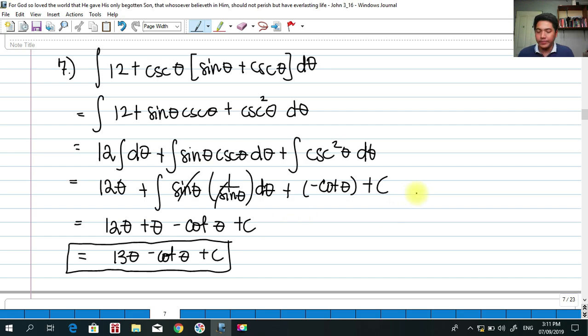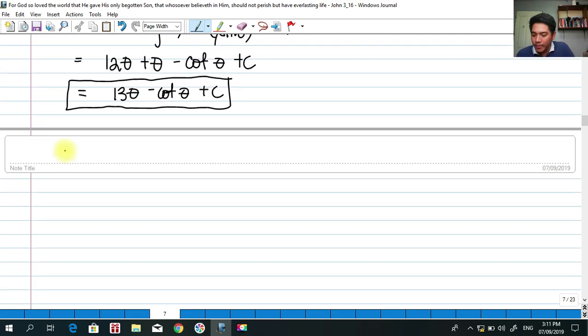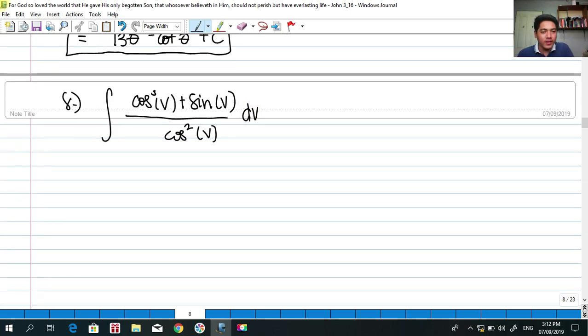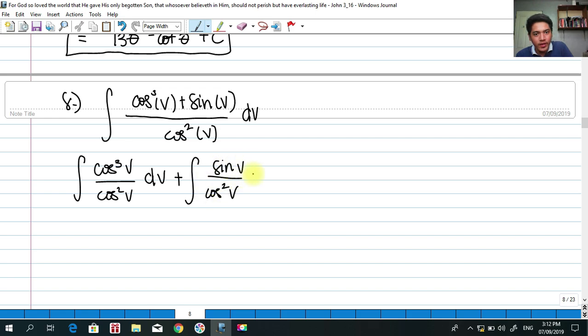Okay, so let's try another number. We have number 8. You have the integral of (cosine cubed of v + sine of v) over cosine squared of v dv. This can be a tricky one, but how do we solve it? From what I can see, we solve it independently. So we have the integral of cosine cubed of v over cosine squared of v dv plus the integral of sine of v over cosine squared of v dv.